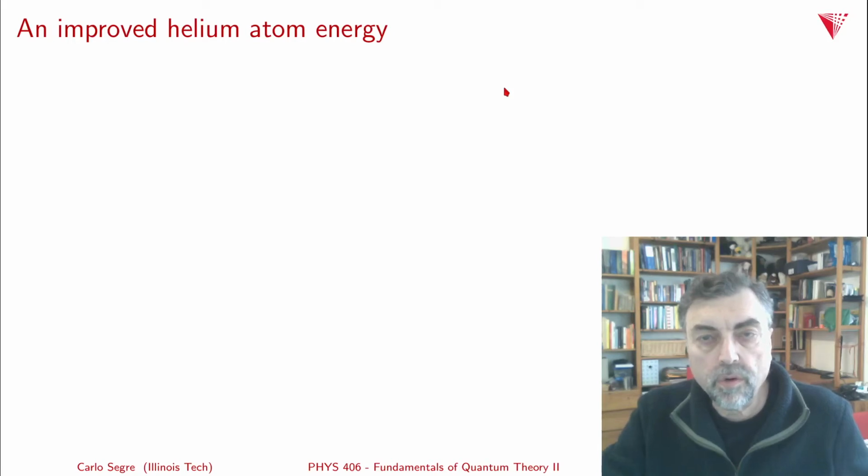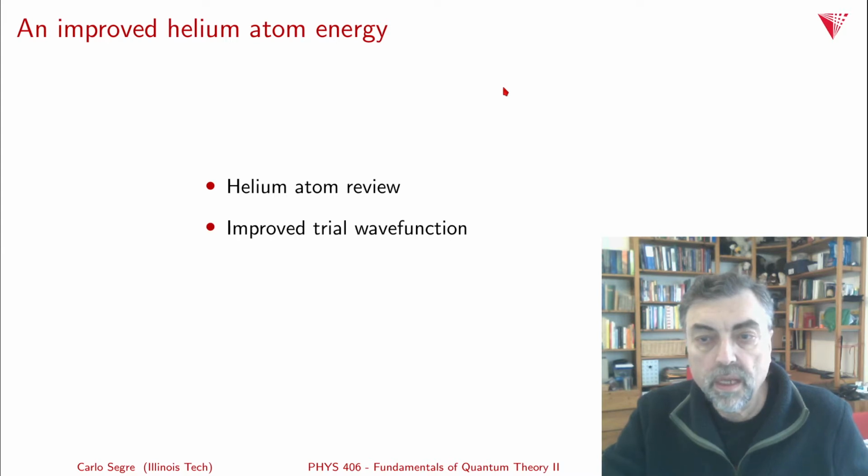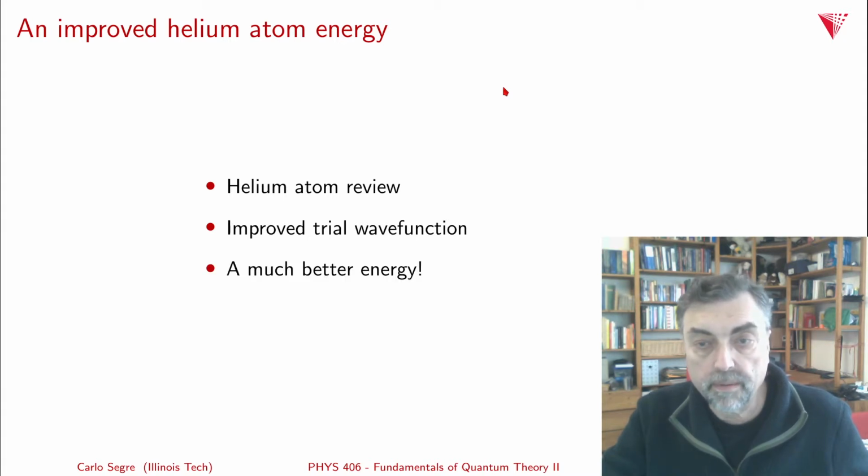In this video, we're going to improve our estimate of the helium atom energy. We'll start by reviewing what we've done before with the helium atom calculations using the variational method, and then we'll use an improved trial wave function, which should get us much closer to the final correct energy of the helium atom. And at the end, we'll show off this best energy that we can get using the variational method and the improved trial wave function.